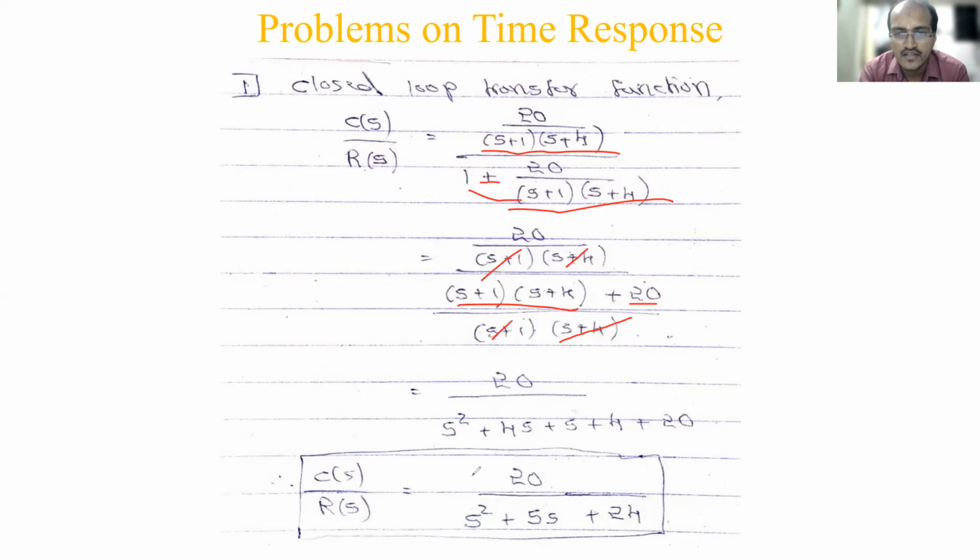Okay, so finally you will get 20 divided by, just add, this is 4s and 1s is there, it will become 5s, and 4 plus 20 it is 24. So s square plus 5s plus 24. So this is your closed loop transfer function.